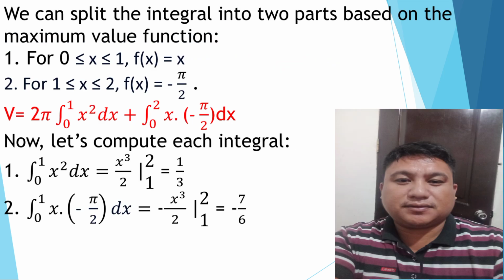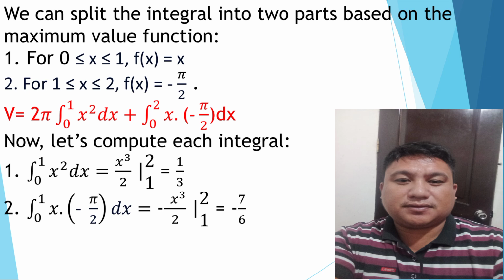We can split the integral into two parts based on the maximum value function. For 0 less than or equal to x less than or equal to 1, f of x equals x. For 1 less than or equal to x less than or equal to 2, f of x equals negative x over 2. V equals 2 pi times the integral from 0 to 1 of x squared dx plus the integral from 1 to 2 of x times negative x over 2 dx. Now, let's compute each integral.